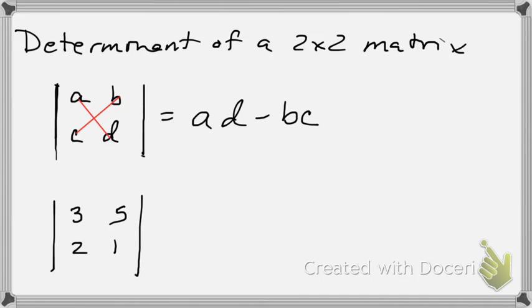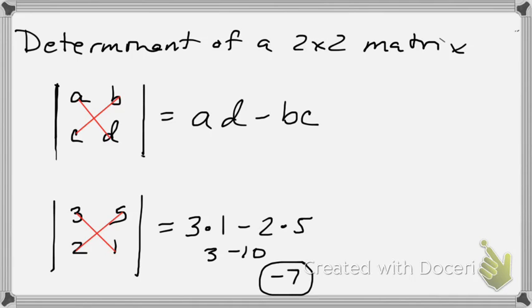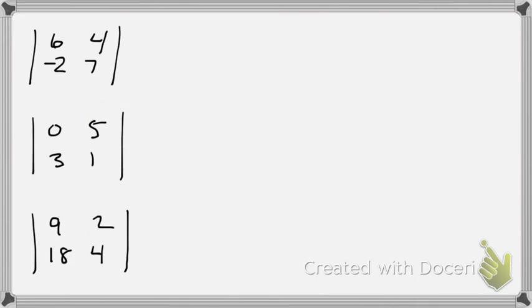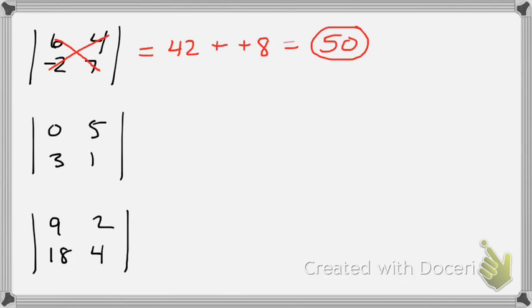So let's look at an example. 3, 5, 2, 1. The determinant of that matrix would be 3 minus 10. So the determinant is -7. For these three examples, you have to be careful, don't get too quick or you're going to make dumb mistakes. And one dumb mistake in these problems leads to disaster. Here we've got 42 minus -8. If you got 34, you made a dumb mistake. 42 minus -8 is 42 plus 8, the answer is 50.